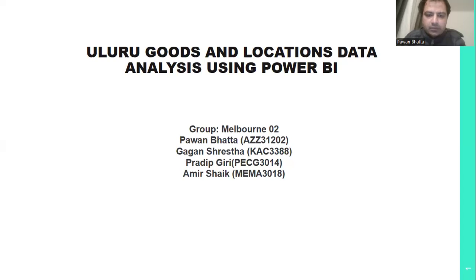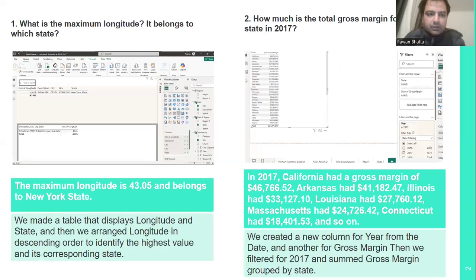So I'll start with task 1. The first question is: what is the maximum longitude and which state does it belong to? The maximum longitude is 43.05 and it belongs to New York state. For this, we made a table that displays longitude and state. Then we arranged longitude in descending order to identify the highest value and its corresponding state.